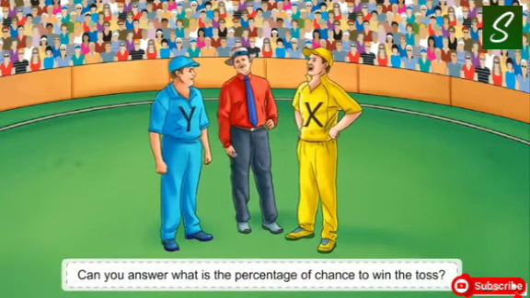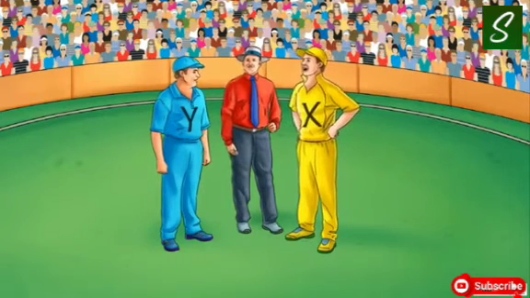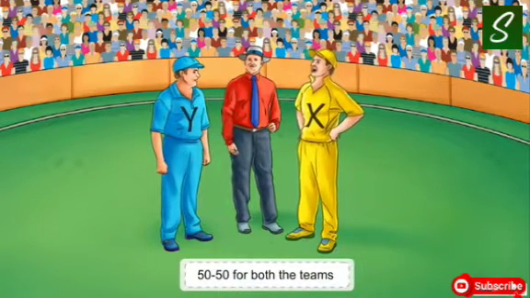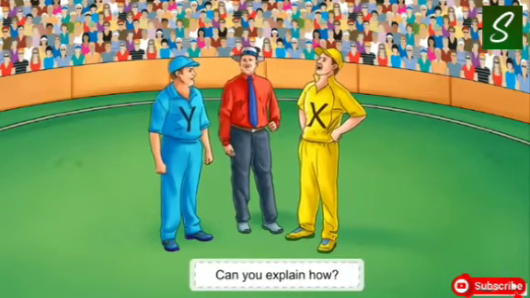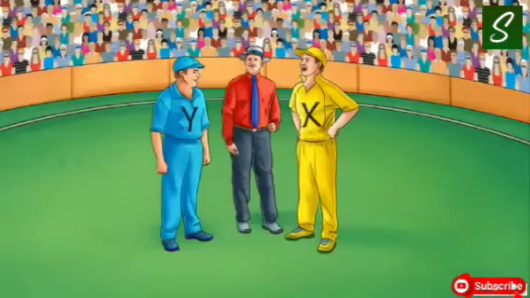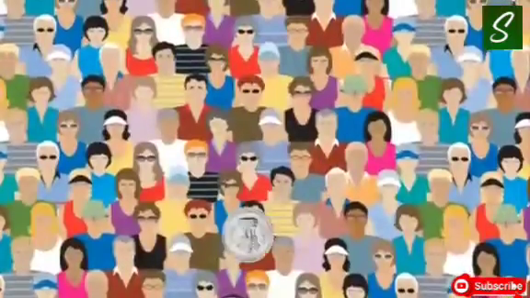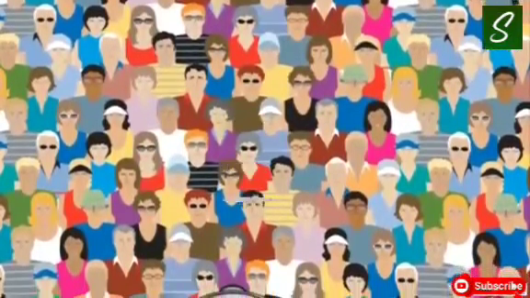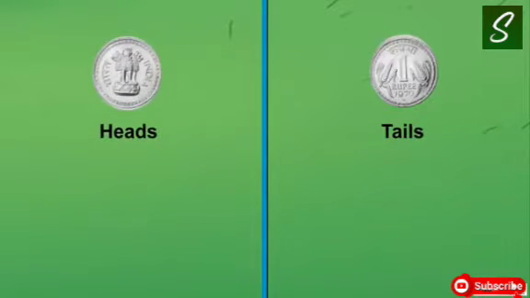Can you answer what is the percentage of chance to win the toss? Oh, yes, it would be 50-50 for both the teams. Can you explain how? A coin has two sides, head and tail. So when we toss a coin, there are only two possible outcomes. The coin either lands with the head side up or it lands with the tail side up.